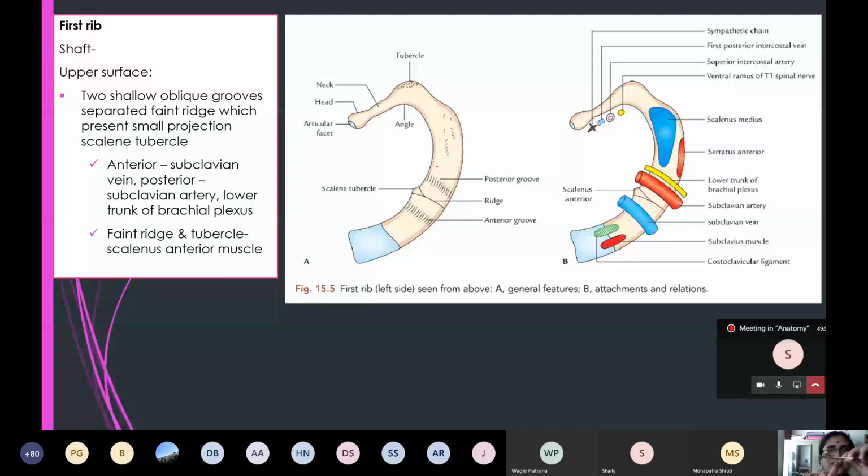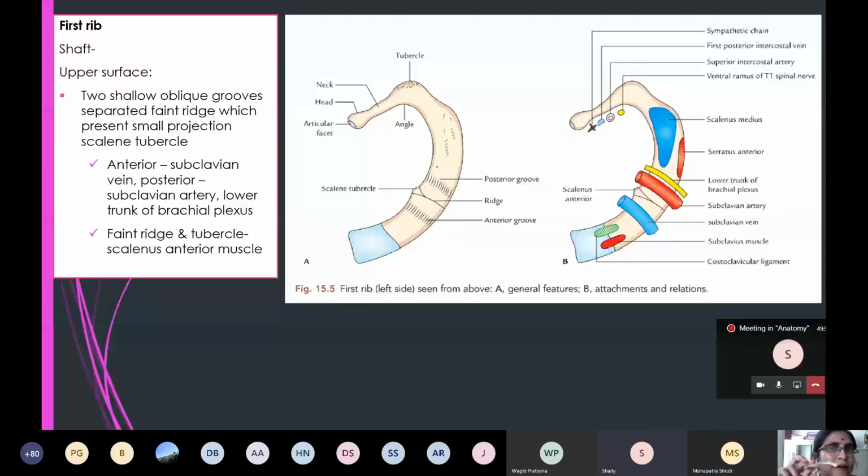I wish the day will come soon so that I can teach you face to face, and you can even touch this bone by yourself. See, this is the lower surface. Can you see? Clear? Shall I proceed?